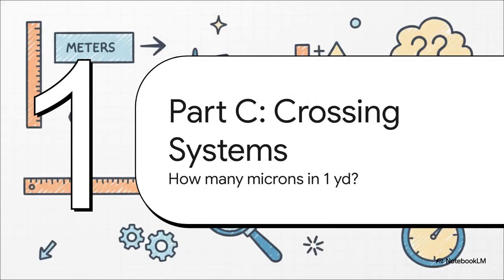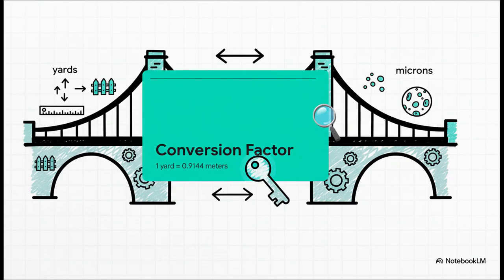All right, time for the final challenge, part C. This is where they throw a real curveball at us. We're going to cross over from the metric system into the imperial system. The question is, how many microns are in 1 yard? So, to get from the world of yards to the world of microns, we need a bridge between the two systems. And this is it. We just need to know this one conversion factor. 1 yard is equal to exactly 0.9144 meters. This little piece of info is the key to this last part.